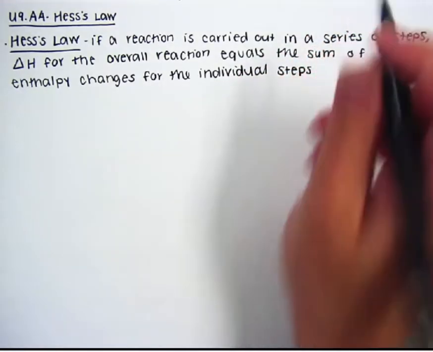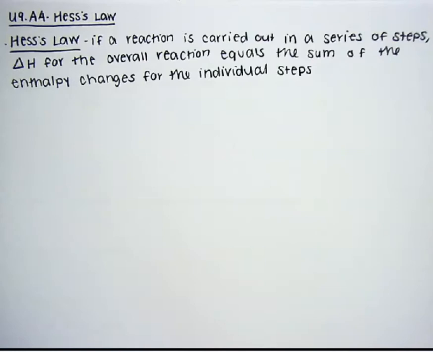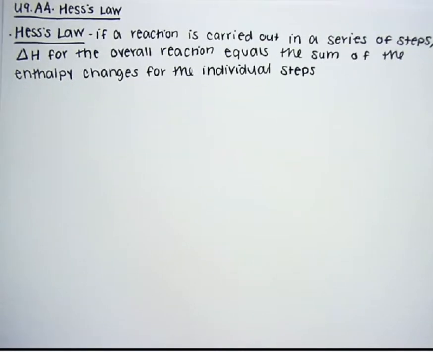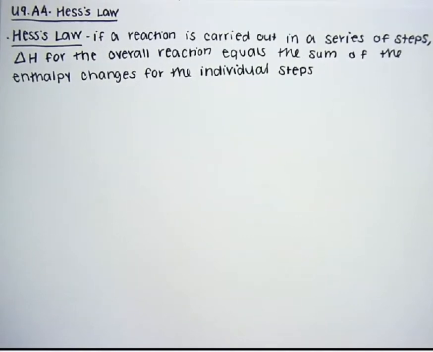So if a reaction occurs in a series of steps, we can calculate delta H for each of those steps, add them together, and that will tell me my delta H for the overall reaction. So why would we need to do something like this? This would be useful to calculate energy changes that are difficult to measure directly. So if we don't have a good way to measure the overall energy change for the reaction, but we can calculate the energy change for each of the individual steps, we could figure out our overall energy change.